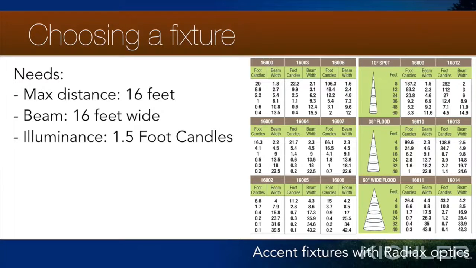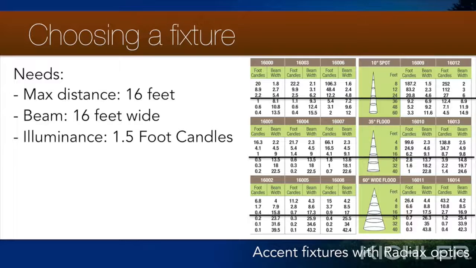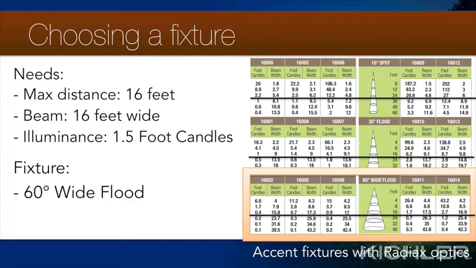Glancing at the photometric data, 16 feet from the fixture, the photometric data reinforces our visual decision that the 60-degree fixture is just right for the job. It has a beam spread near 16 feet at this distance from the fixture. We can then locate the foot candle value closest to 1.5 foot candles, which belongs to the 16011 fixture. It has a lumen output of 590 lumens and will give us 1.7 foot candles at 16 feet from the fixtures. It's roughly the equivalent in lumen output and beam spread of a 50-watt, 60-degree incandescent MR16 lamp.